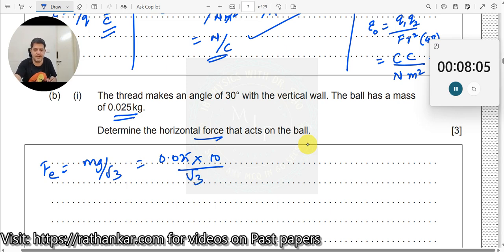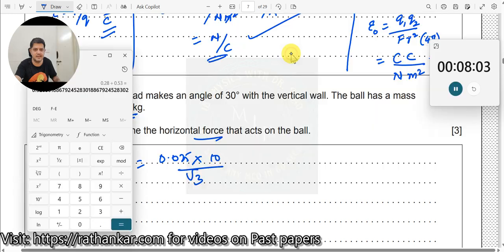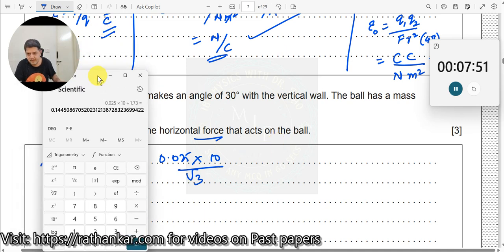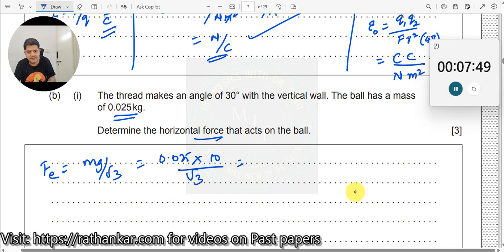So let me find out what that value is. Where is it? It's here. So this should now be 0.025 times 10 divided by root 3, whose value is 1.73. So when I do this, I get the answer as 0.14. So the answer is 0.14 Newton.